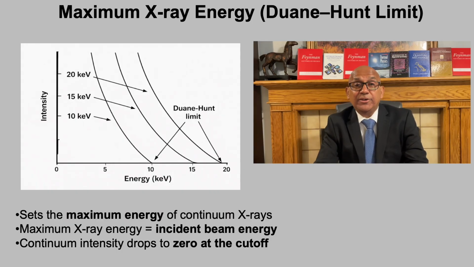In the continuum X-ray spectrum, there is a well-defined upper limit to the X-ray energy that can be produced. The highest energy X-ray corresponds to the extreme case where an incident electron loses all of its kinetic energy in a single interaction. This defines the short wavelength cutoff known as the Duane-Hunt limit. Beyond this point, no X-rays can be generated because the electron does not have sufficient energy. Importantly, the position of this cutoff depends only on the accelerating voltage of the electron beam and is independent of the specimen material.